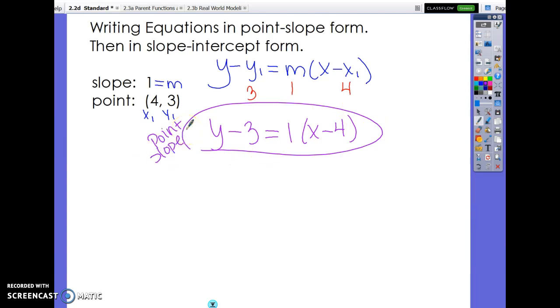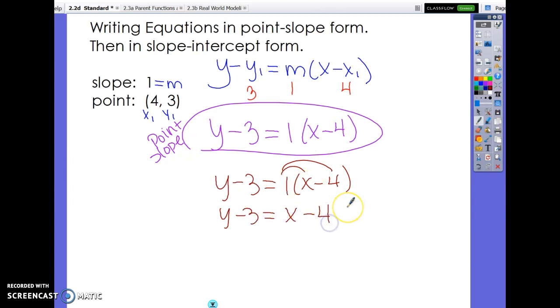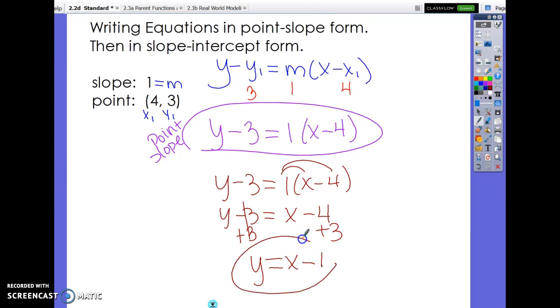And again, to convert it into slope-intercept, we are going to distribute and then solve for y. So we need to distribute that 1, which will leave us with y minus 3 equals x minus 4. Well, we still need to add 3 to both sides, and that will leave us with y equals x minus 1. So all we did was distribute and then solve for y to get that slope-intercept form.